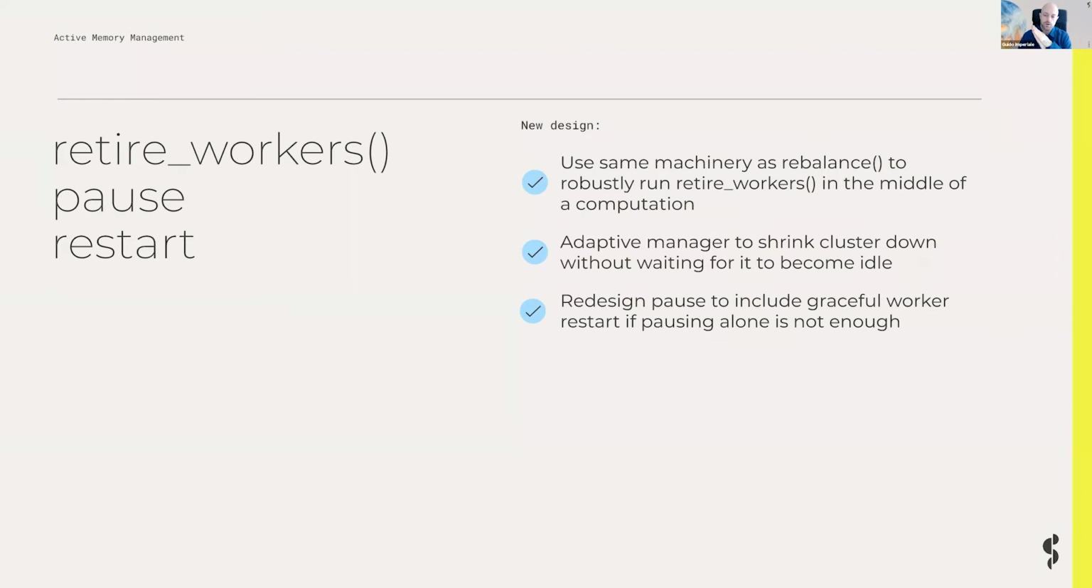How are we gonna change it? Well, we're gonna reuse the same machinery of rebalance, and we are going to retire workers. So use that so that you can actually trigger it in the middle of a computation at any moment, shut it down. The adaptive manager at that point will need to be changed to just say it is totally okay to reduce the size of your cluster while you're not idle.